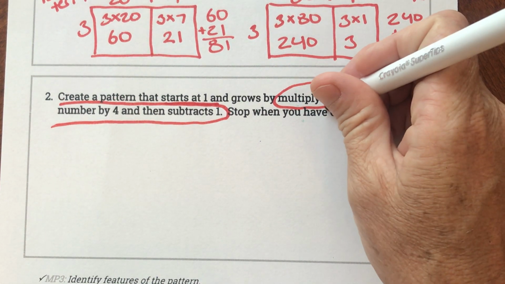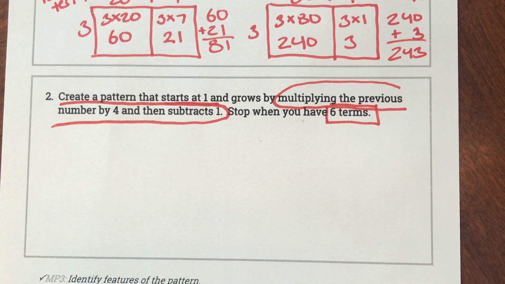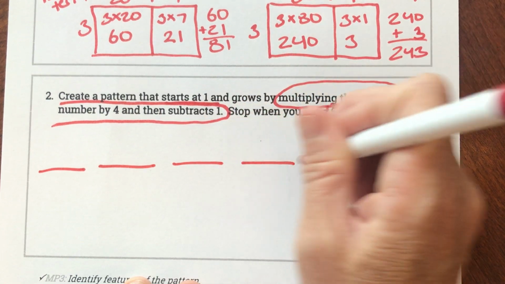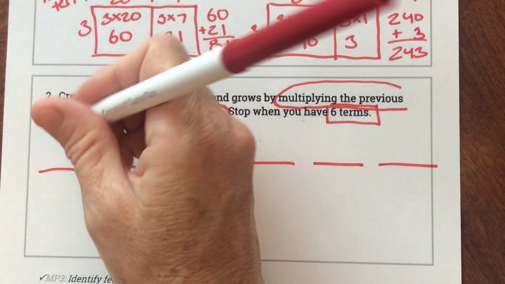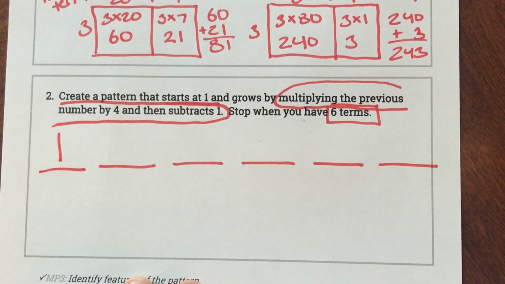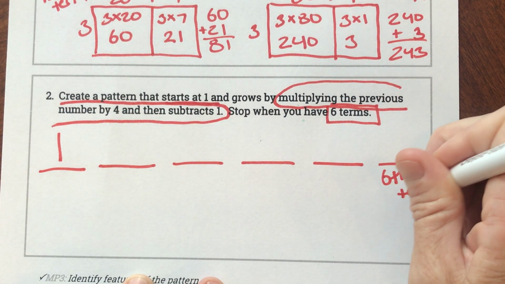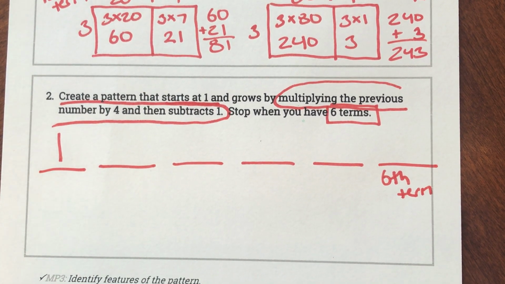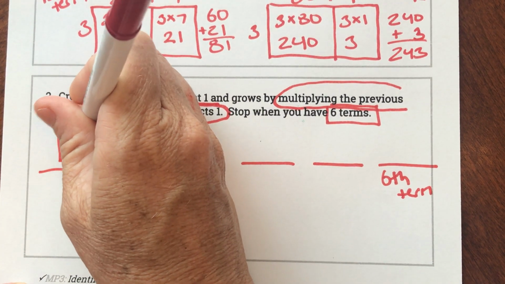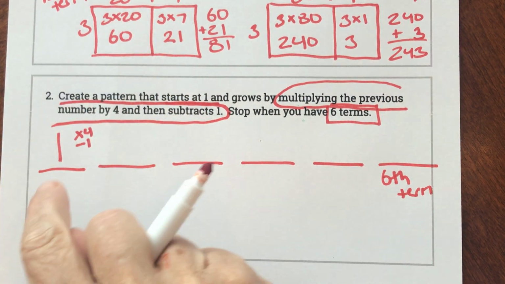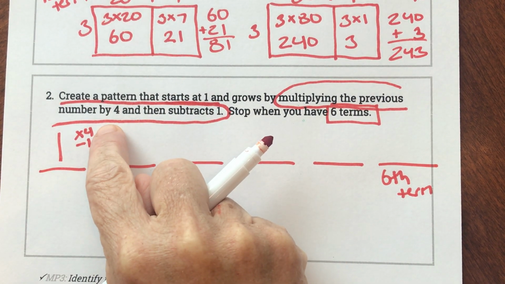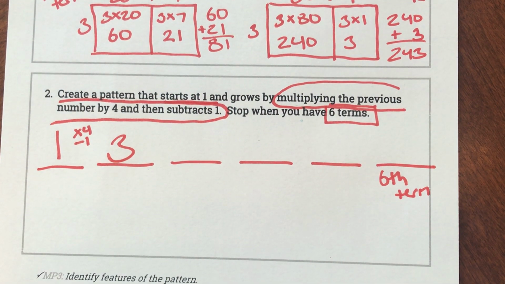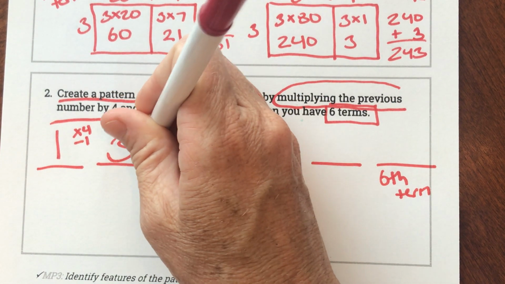And it says I need to have, not at least, I need to have exactly 6 terms. Okay, so I need 1, 2, 3, 4, 5, 6 terms. And my first number is going to be 1, and then I get to stop at my 6th term. So I can get started following my rule. So my rule is 1 times 4 and then minus 1. So 1 times 4 is 4, minus 1 is 3. Okay. So this rule is going to be times 4 minus 1.